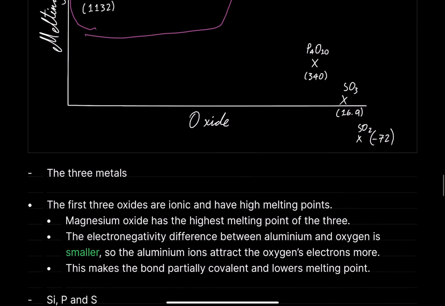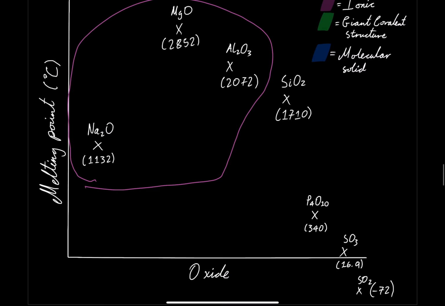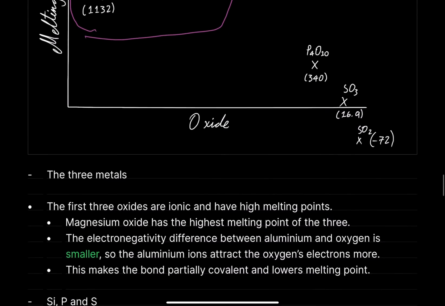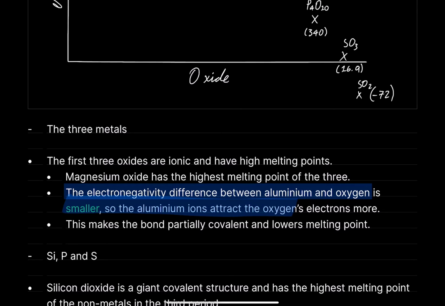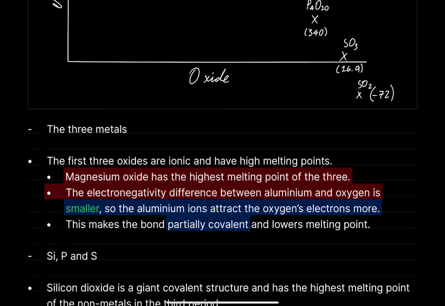I don't see many examples where they want you to say that last part in detail, but it's just about understanding that aluminium oxide has a lower melting point than magnesium oxide, and it's because the difference in electronegativity between aluminium and oxygen is smaller. So the aluminium ions attract the oxygen's electrons more. If you don't remember this part, that's not the end of the world. But it's about understanding that it makes the bonds partially covalent. Because the difference in electronegativity is small between aluminium and oxygen, it causes the bonds to become partially covalent, and that lowers the melting point.